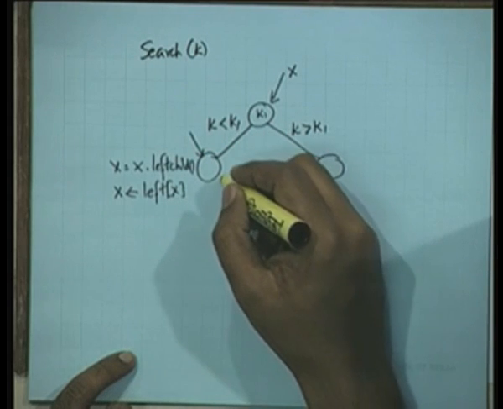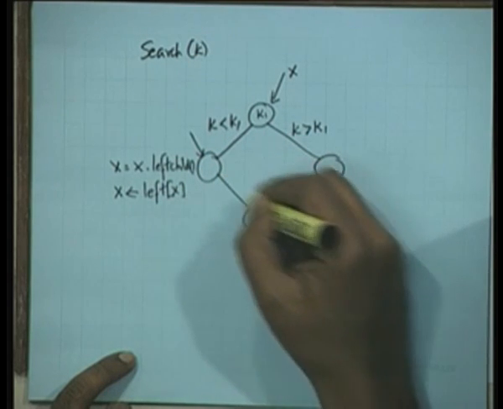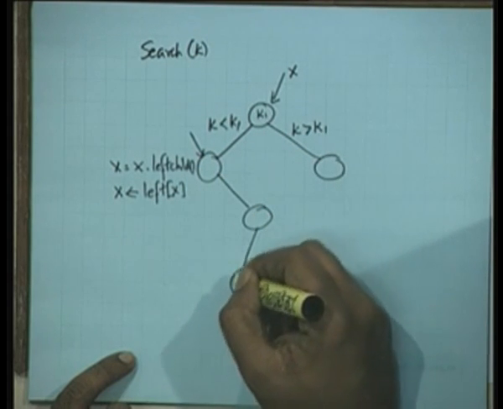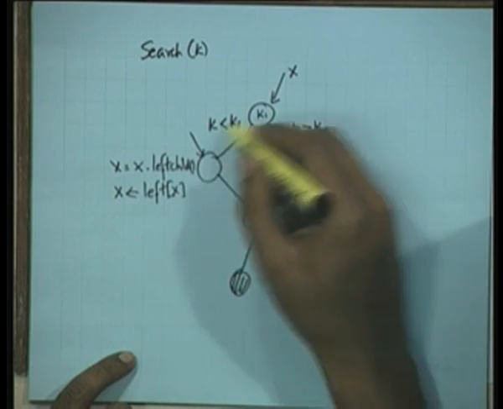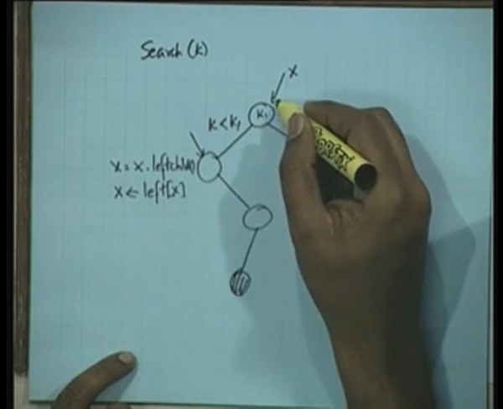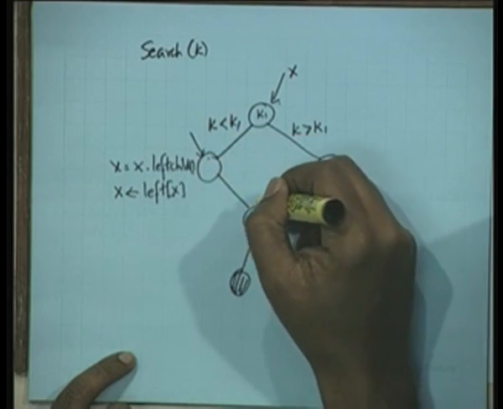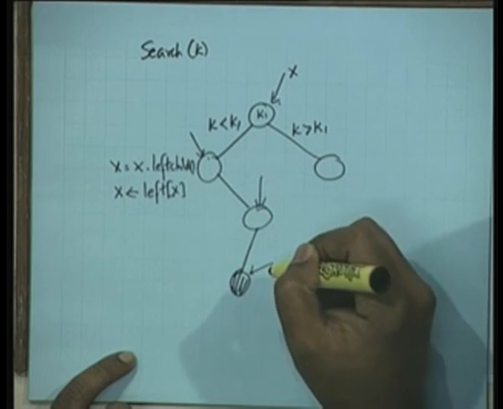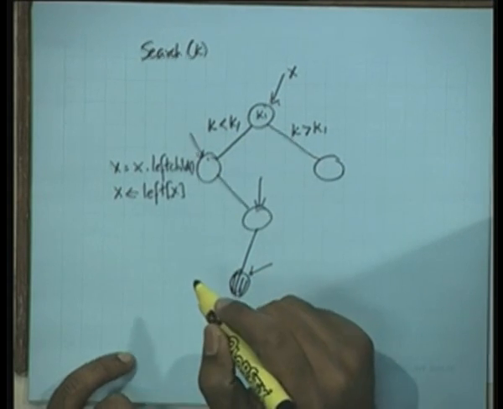Maybe at the next step we go right and so on, till we reach here. This is where our node is. So x will keep getting modified. First it is pointing to this node, then this node, then this node, and eventually it is pointing to this node. It will keep getting modified in this manner.